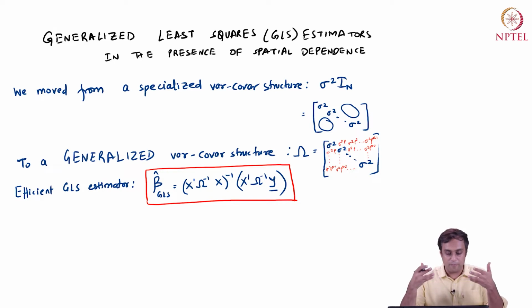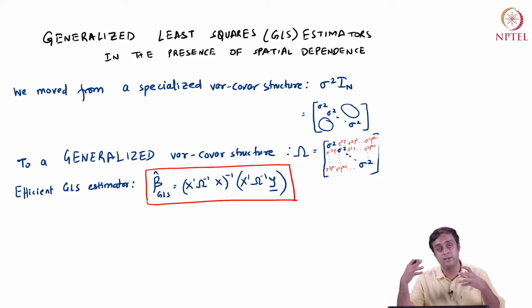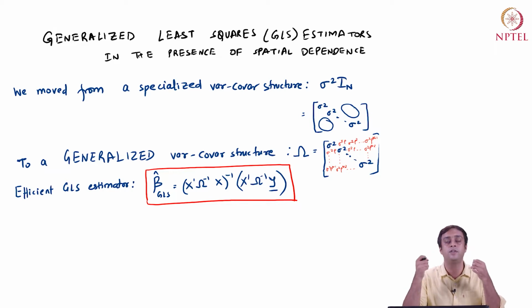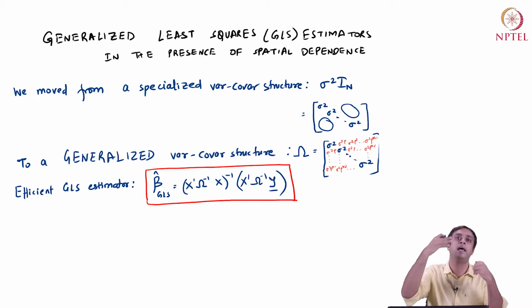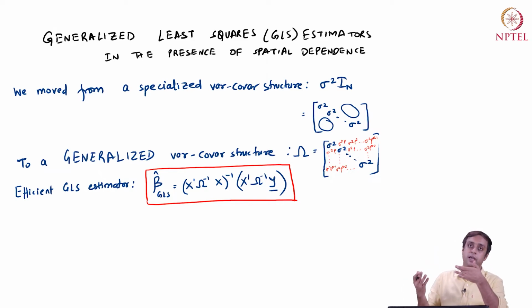So in general, we have moved from a specialized variance covariance structure for model errors, the one in front of your screen, where the variance of each delta Si is exactly the same, sigma squared, and the covariance between model errors at two different locations is 0. So the off diagonal elements are 0 and the diagonal elements are the same constant sigma squared. We have moved to a generalized variance covariance structure where we introduce non-zero off diagonal elements, which are nothing but the non-zero covariance between errors of two different locations.